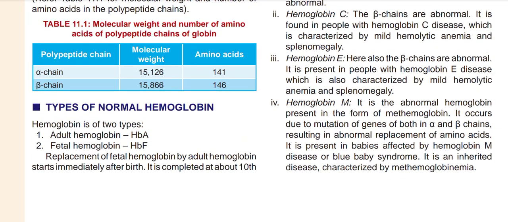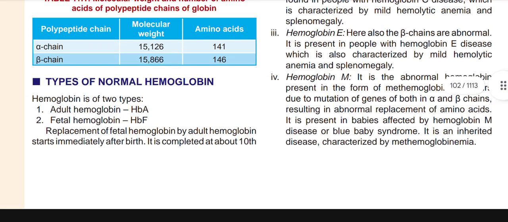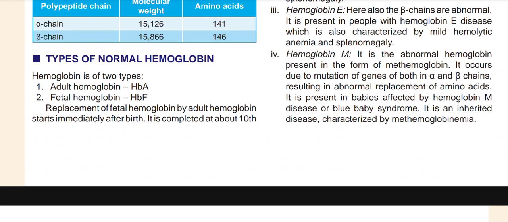Then hemoglobin E. Here also beta chains are abnormal and it is present in people with hemoglobin E disease, which is also characterized by mild hemolytic anemia and splenomegaly. Then hemoglobin M. It is the abnormal hemoglobin present in the form of methemoglobin, and it occurs due to mutation of genes in both alpha and beta genes, which results in abnormal replacement of amino acid. It is present in babies affected by hemoglobin M disease or blue baby syndrome, an inherited disease characterized by methemoglobinemia.